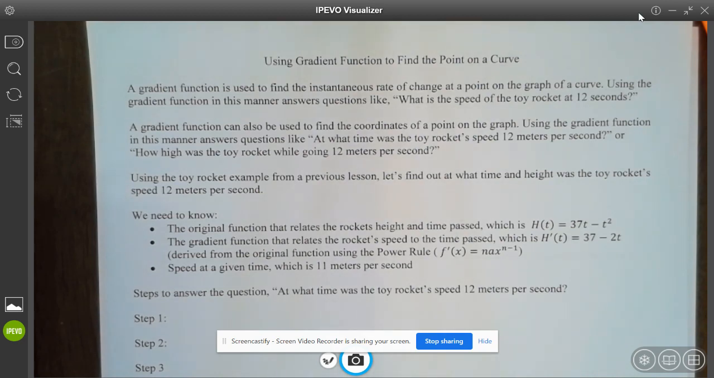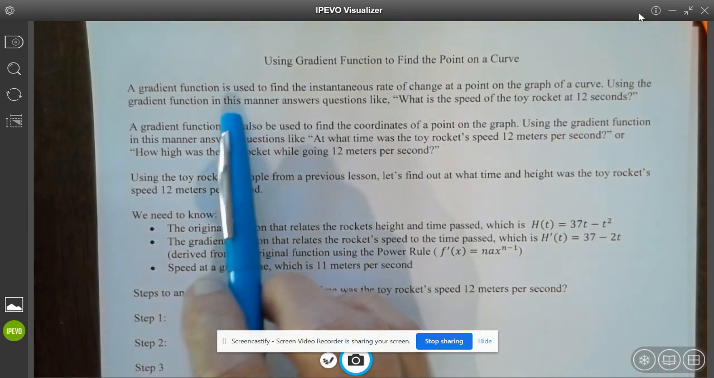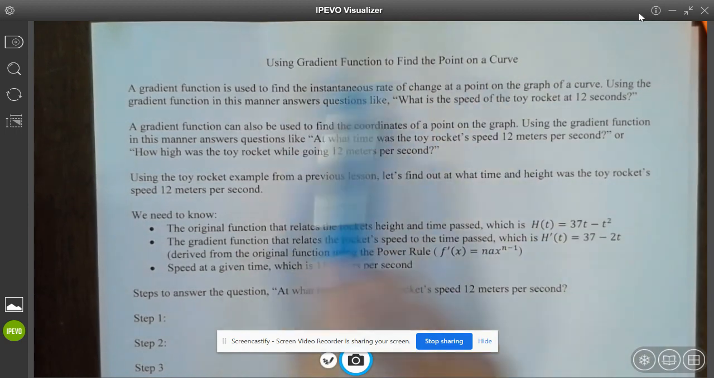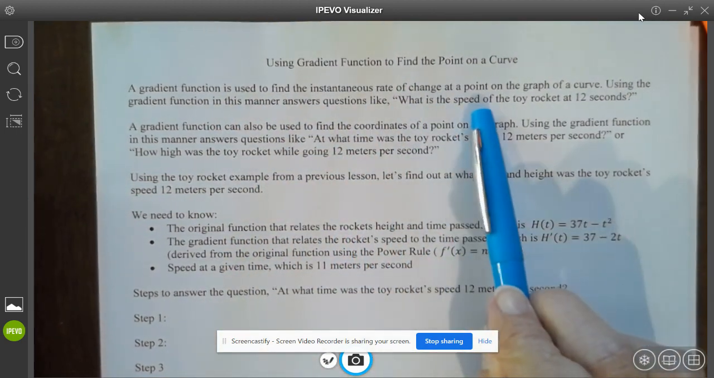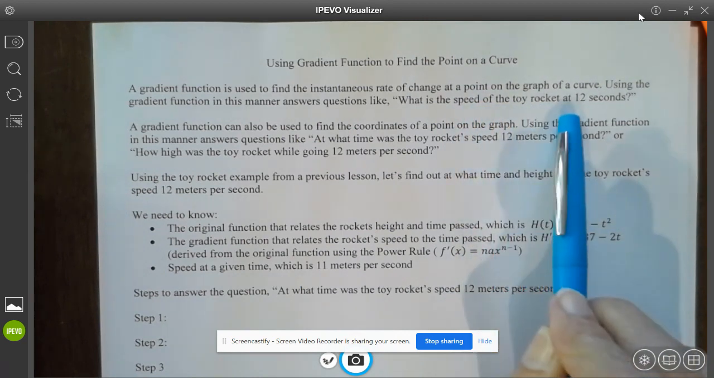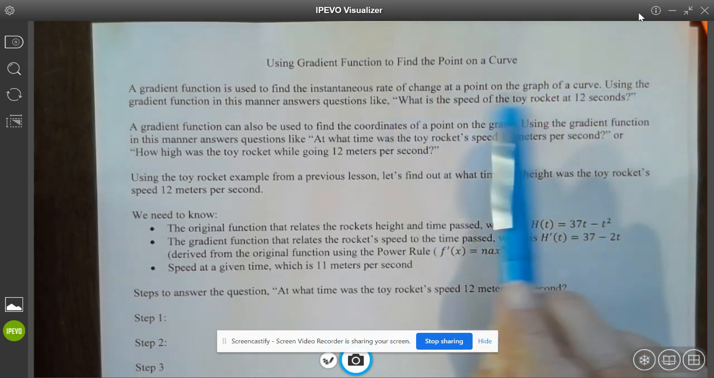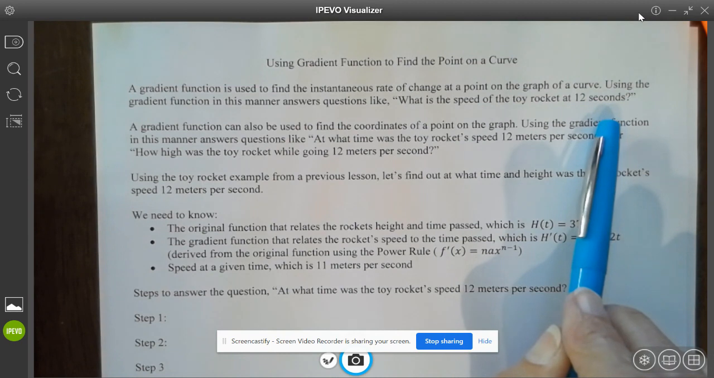Hi, it's me again. For this week, our lesson is going to continue on with the gradient function. Last week, we used the gradient function to find the instantaneous rate of change at a point on a curve, and that's what I said here. Using it in this manner, what we find out is the speed of a toy rocket at 12 seconds. So this is an example just to give you an idea of how you can use it in context.